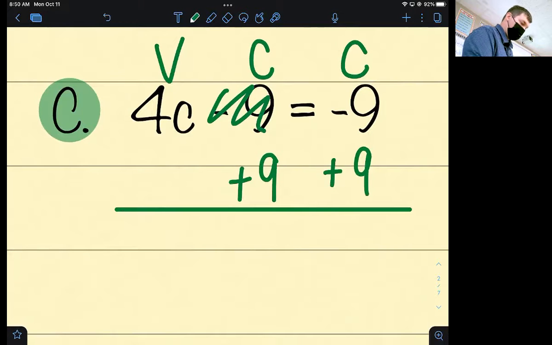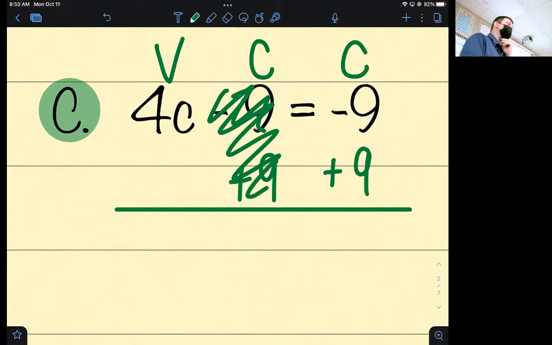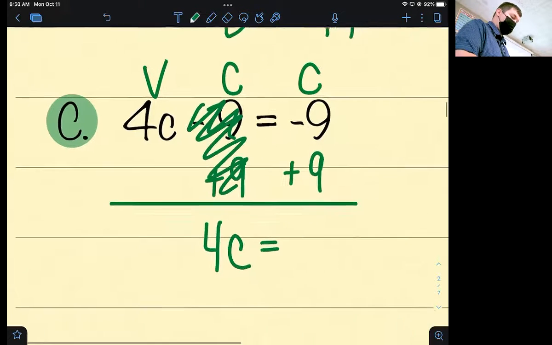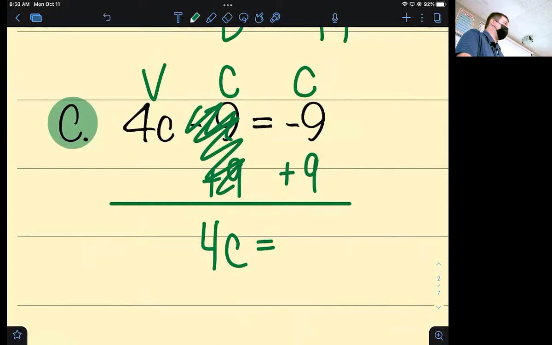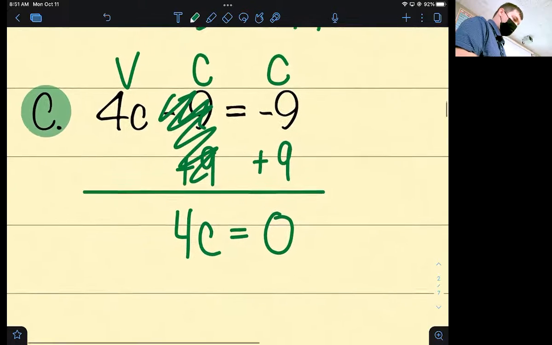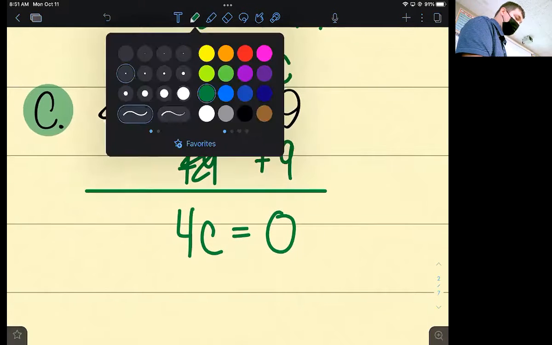The +9 is going to cancel out with the -9. That's going to leave us with 4c. And on the other side, the +9 is going to cancel out with the -9. What does that leave you on the right side of the equal sign? No, 4c is on the left side. What's on the right side? 0, exactly. We're going to go to war and nobody wins. So that just means we put 0. Okay, step number 1.